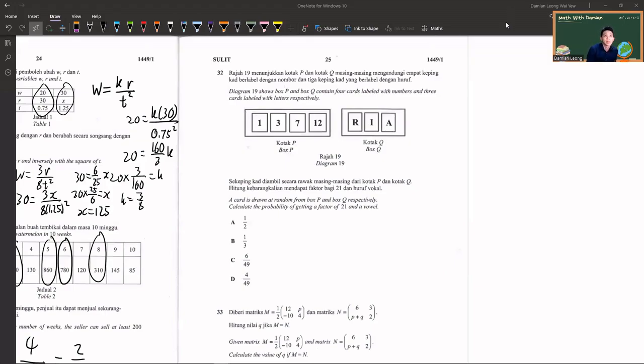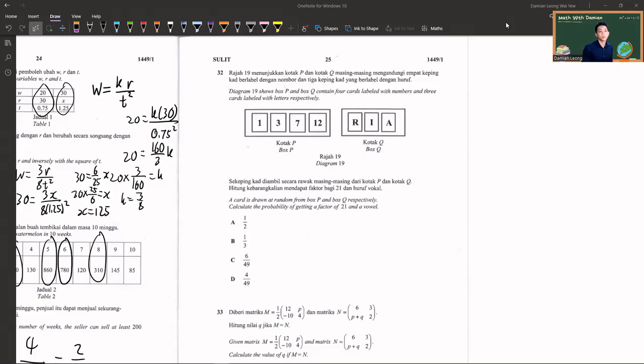Question itu, Rajah 19 menunjukkan kotak P dan kotak Q masing-masing mengandungi 4 keping kad berlabel dengan nombor dan 3 keping kad yang berlabel dengan huruf. So 4 numbers, 3 letters. So sekeping kad diambil secara rawak, randomly pick dari kotak P dan kotak Q. So hitung kebarangkalian mendapat faktor bagi 21 dan huruf vokal. Okay, huruf vokal, vowel. So maknanya A, E, I, O, U.